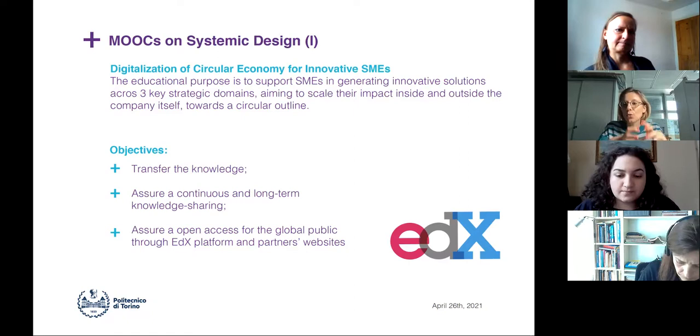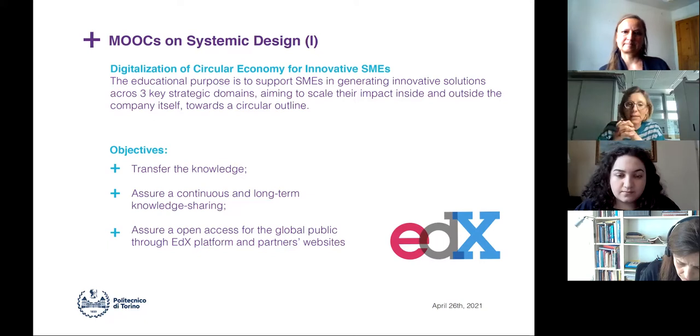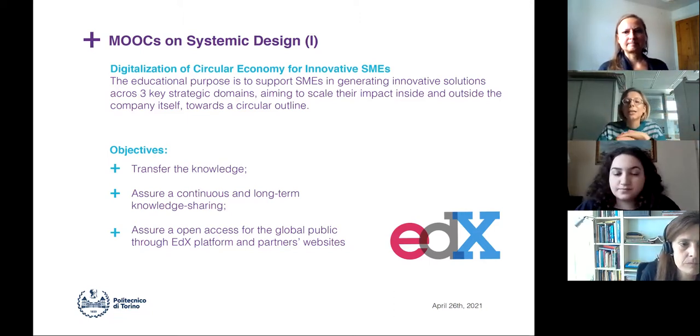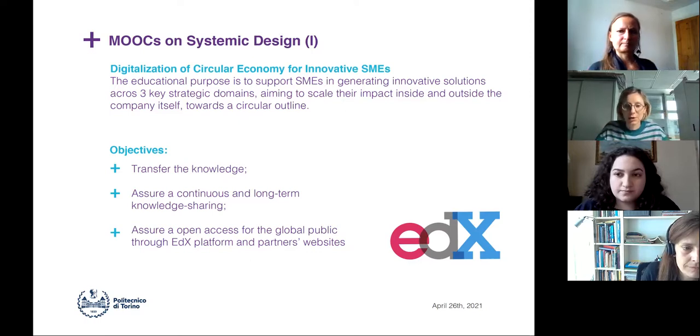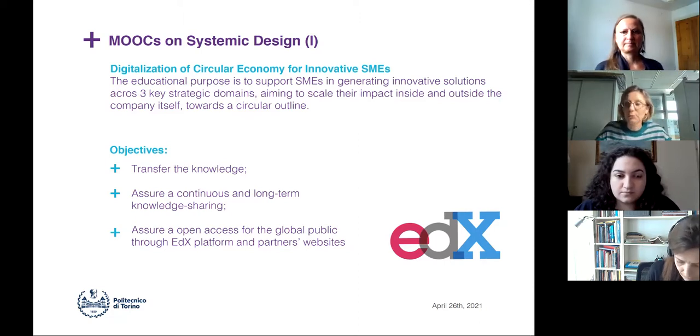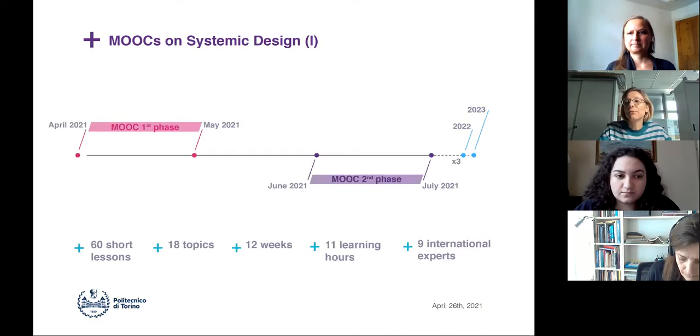So we would like to work mainly in that case with professionals, with SMEs, in order to improve the transfer of knowledge from the research to the company, and assure a continuous and long-term knowledge sharing. And we chose the OpenEdX platform, run on our official website of Polito, in order to be very open and have this accessible to everyone.